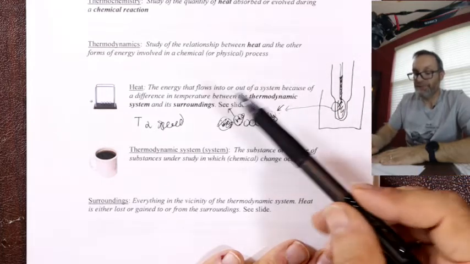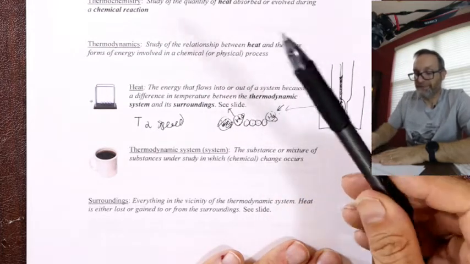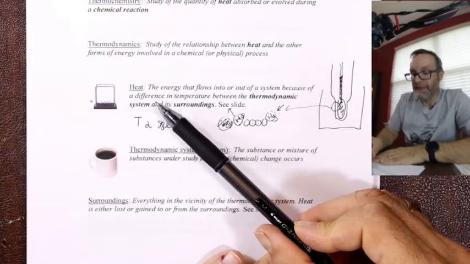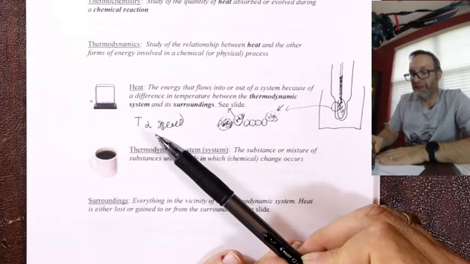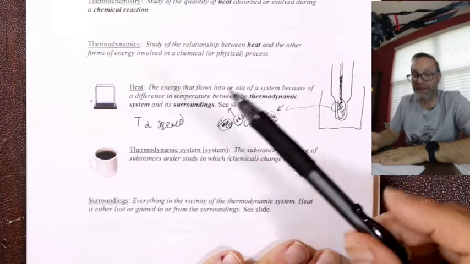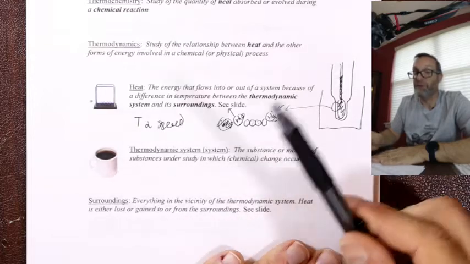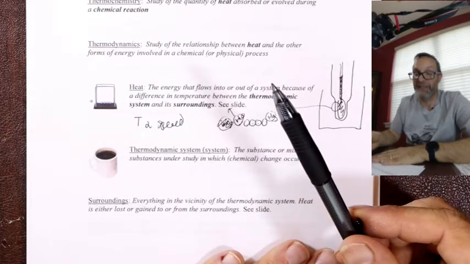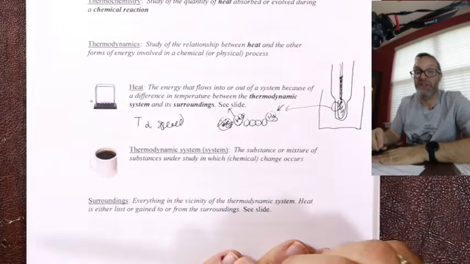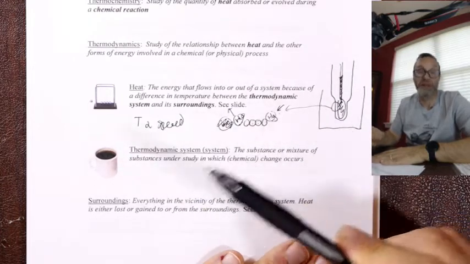Okay, so heat is the energy that flows in and out of a system because of a difference in temperature. So temperature, as we saw in our previous lab, and we'll get to that equation again, temperature and energy are related, they're proportional, but they're not equal.